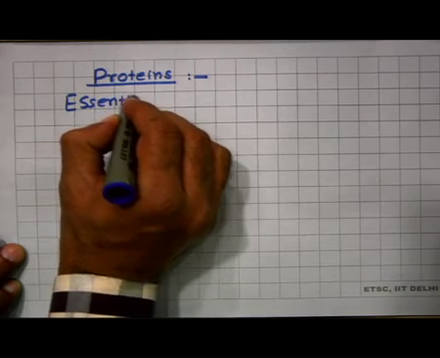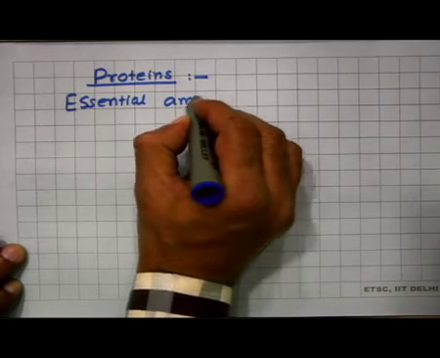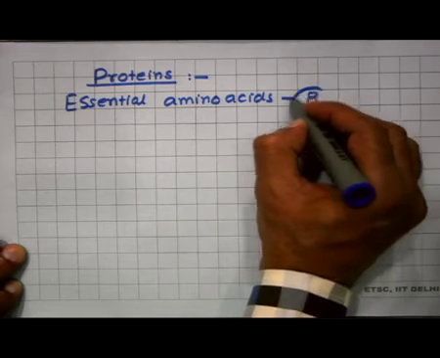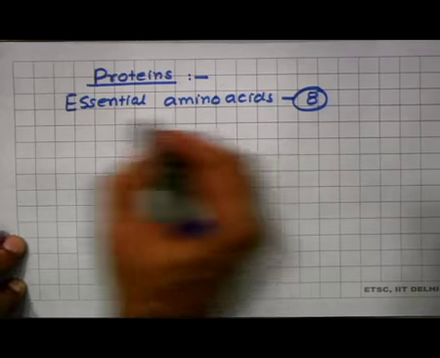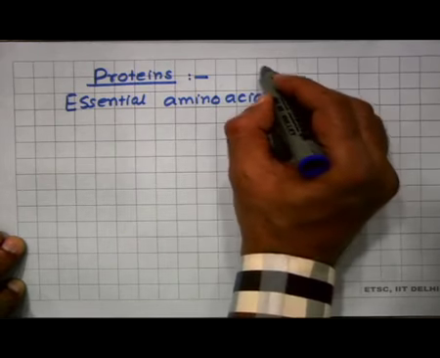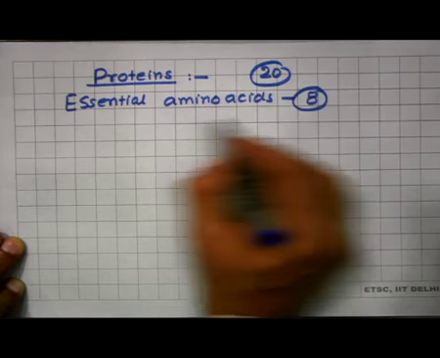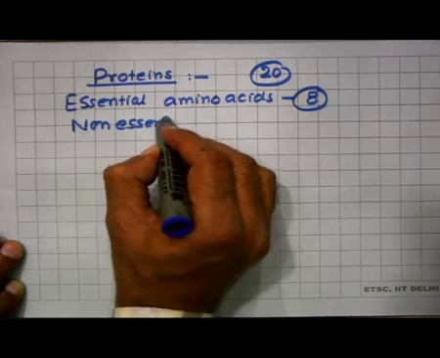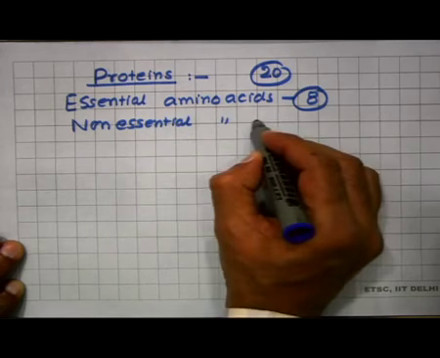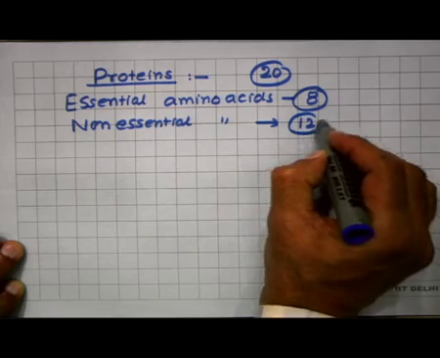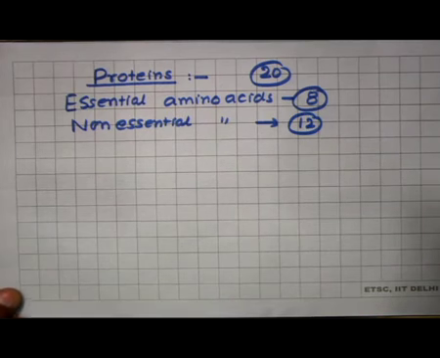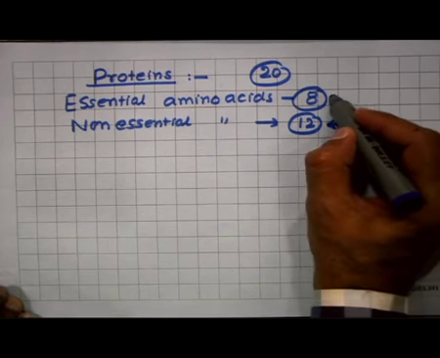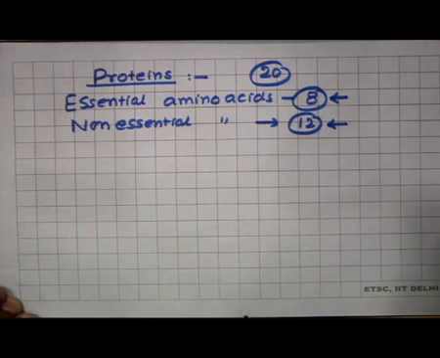Essential amino acids are of 8 types. The total number of amino acids is 20, where 8 are essential. So the non-essential amino acids are 20 minus 8, that is 12. These 12 different types of non-essential amino acids can be synthesized by our body, while these 8 are not synthesized by our body.